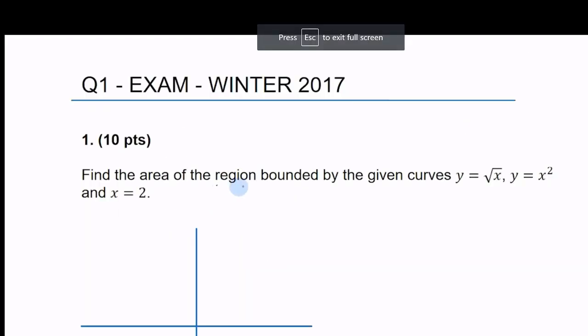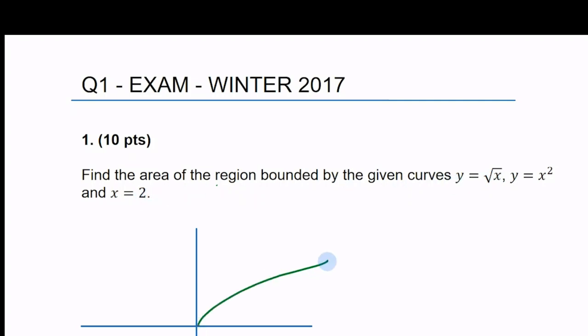Find the area of the region bounded by the given curves. y equals root x, y equals x squared, and x equals 2. So let's begin by plotting y equals root x. We should know the graph of root x appears something like this.